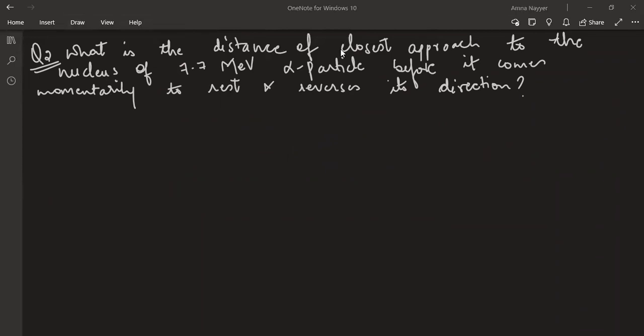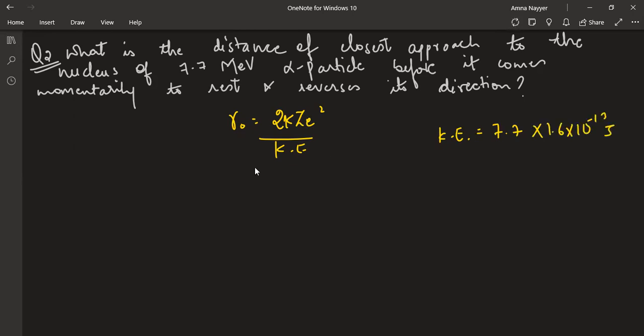So Krishna, Sara, and Khalid have given the correct answer. Similar question is this. R naught is equal to 2kZe square by kinetic energy. Here, this time, the kinetic energy that is given is 7.7 mega electron volt, so multiplied by 1.6 into 10 to the power minus 13 joules.